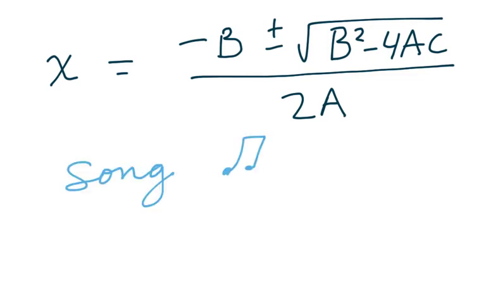There's a song that helps you remember it. The opposite of b plus or minus radical b squared minus 4ac all over 2a.